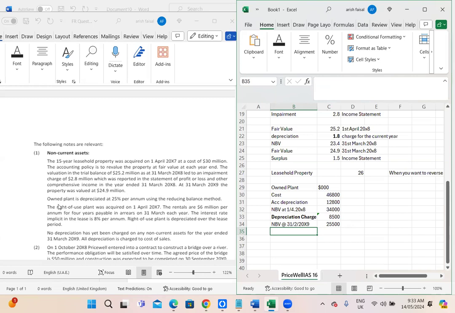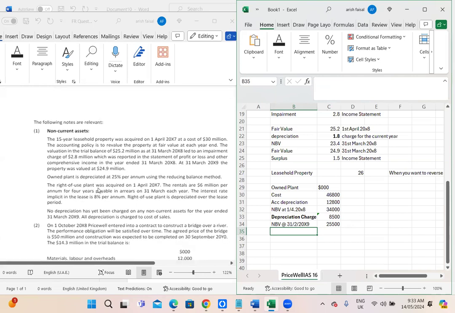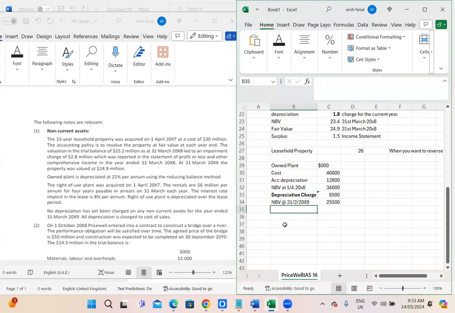Now we have the leases, right? So the right of use plant was acquired. So this point is basically about lease. Now, before I jump into this point, you do understand that the lease liability has to be recorded at the present value of the lease payments. Okay. So we'll move now to the next one, which is the right to use the asset.